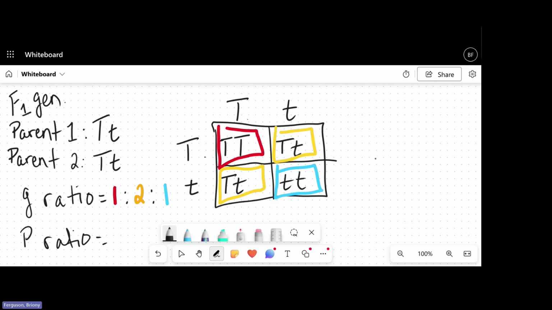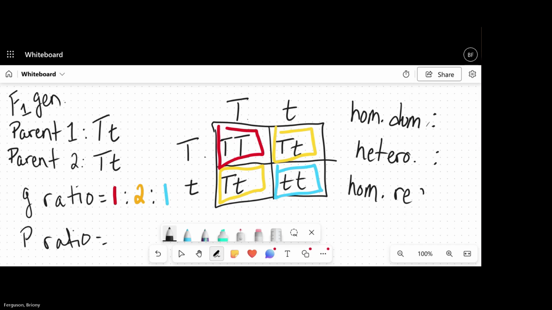Now, whenever you do your G ratios, you do want to follow a specific order. So it should always be homozygous dominant, then heterozygous, and then homozygous recessive, because we want to go in order from most dominant to least dominant.